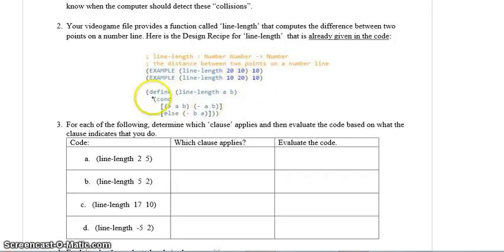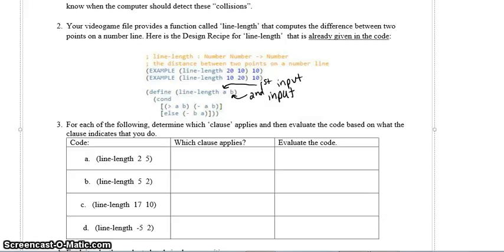So when we take a look at our definition, define line length A, B, I want to point out here that A is representing the first input and B is representing the second input. So we don't have to guess which one is A, which one is B. It depends on which one is first and which one is second. So what we find in our definition here is that the line length function actually uses a conditional with 2 clauses underneath. The clauses are the lines that begin and end with square brackets.